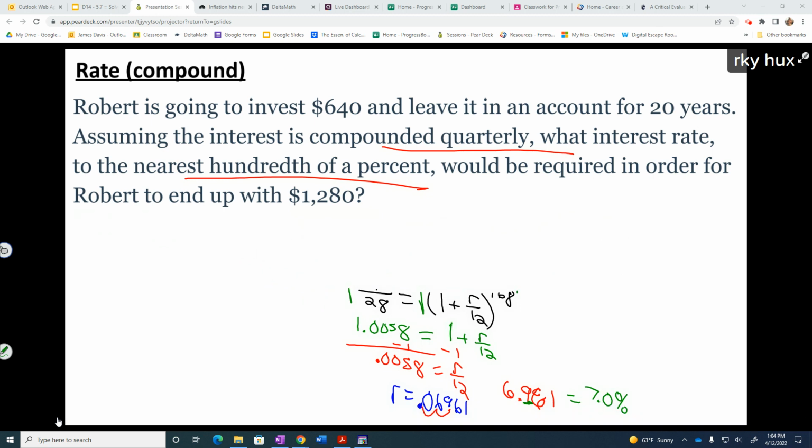Robert's going to invest $640, leave it in there for 20 years. He wants to have $1,280 after that 20 years. Seems kind of like a low amount, but that's what he wants. So future value is $1,280. Current value is $640. 1 plus our rate, which we don't know, that's what we're trying to find. And this is compounded quarterly. That's 4, then 4 times 20. That's 80.